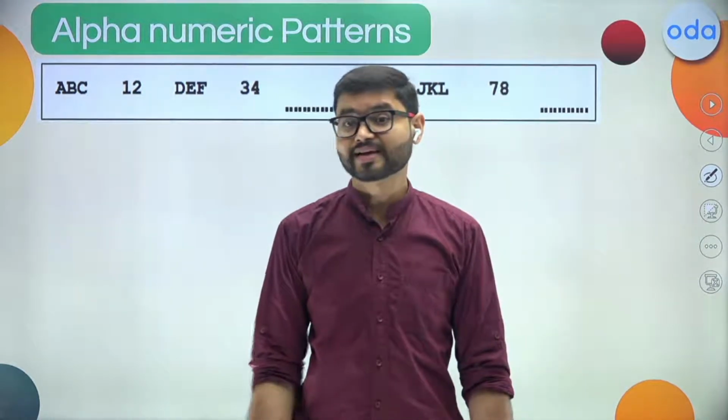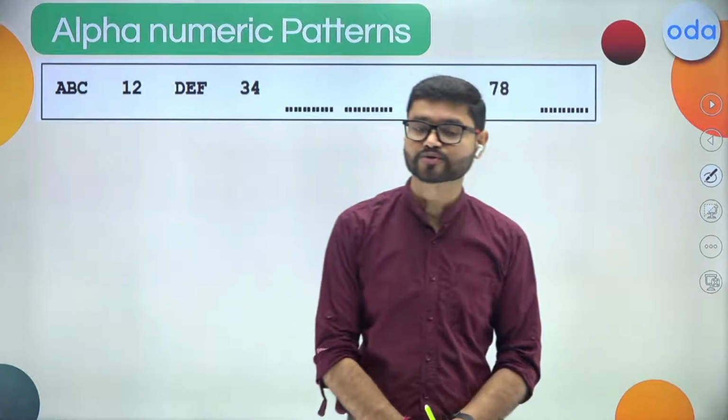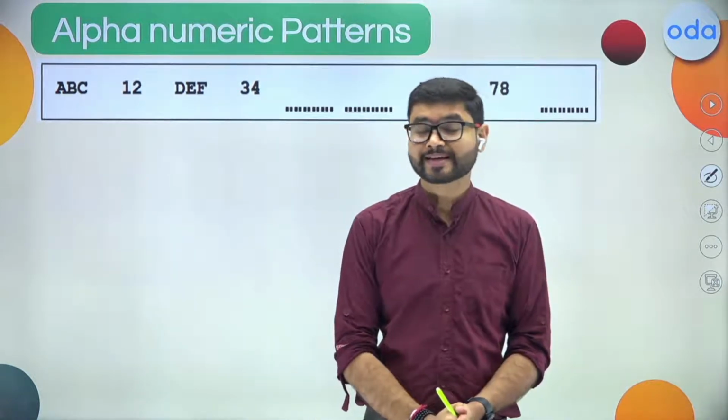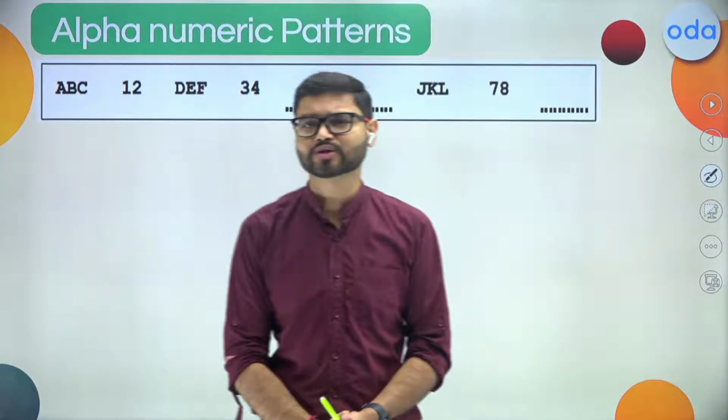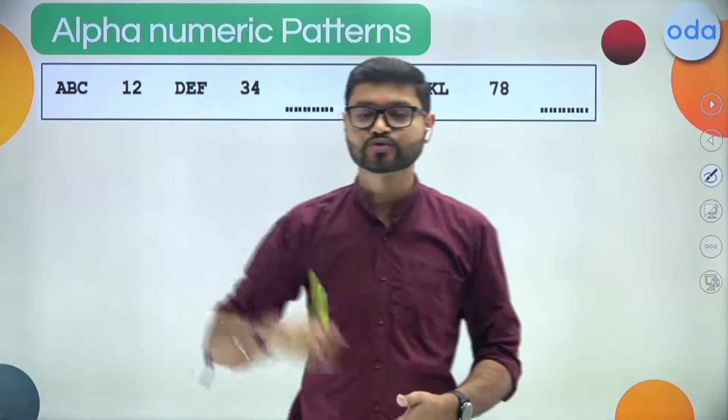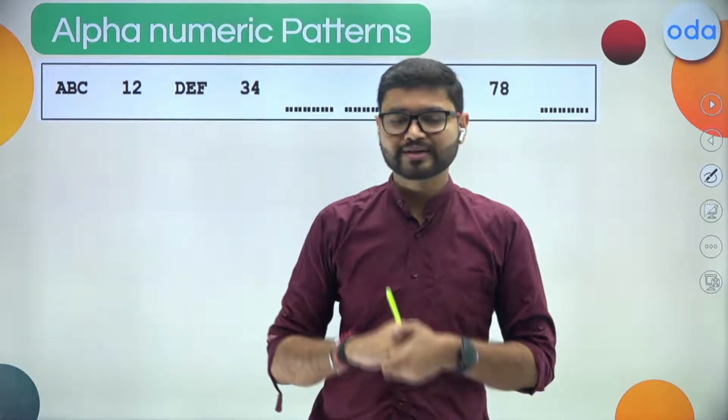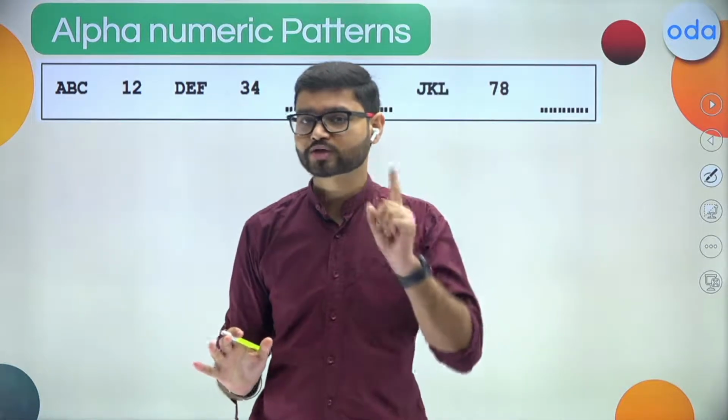Now the second thing which would come to your mind is how to solve it. Aren't you thinking the same? We have got to know this is alphanumeric. Now what to do? How to solve it? So nothing new is going to happen. I will tell you one trick.